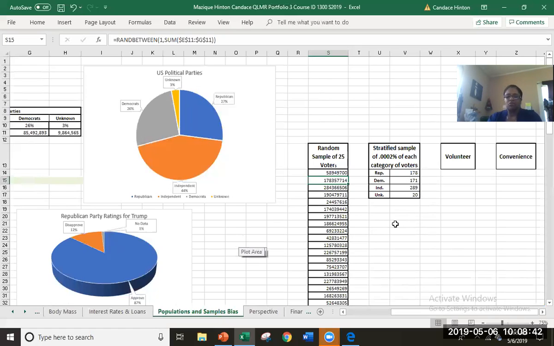Well, sorry, start over. This stratified sample is just testing the 2% of each category of voters, okay? So I'd have to be specific in what I'm doing. If I just want the 2%, I'd have to make sure that I get the entire group. So I'd have to do 178 of the Republicans, 171 Democrats, and 289 independents. And then of the unknown, I'd have to do 20.